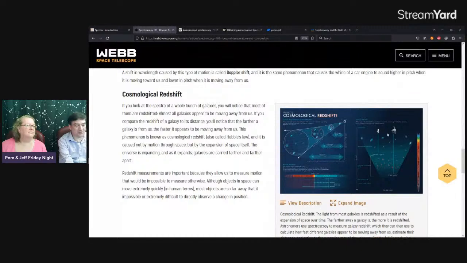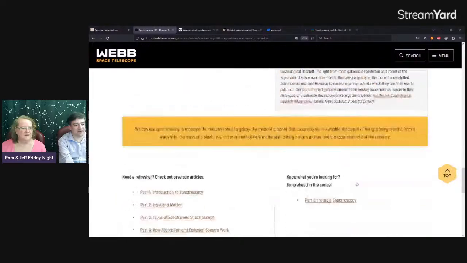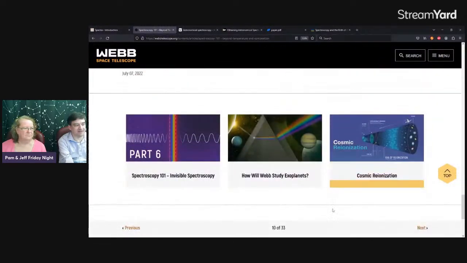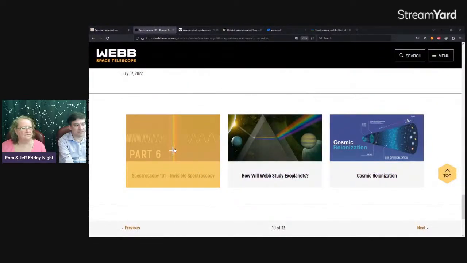So cosmological redshifts, this just gets into that. You can view description, expand the image. We've talked about this sort of thing before, but if you want more, this is really fabulous. There are pages on this website.